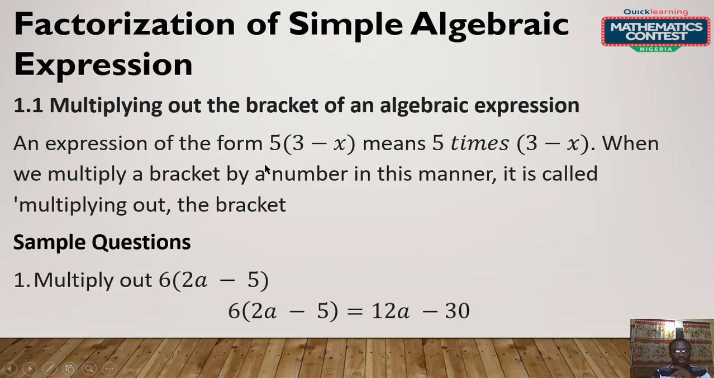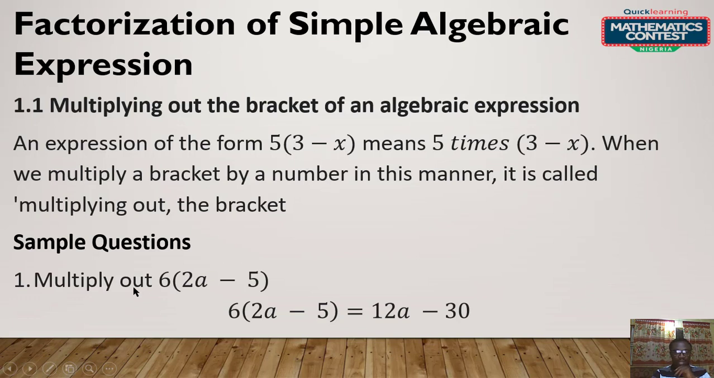When we try to expand this out, this term multiplying out could also mean expanding out. So when we expand 5 into the bracket 3 minus x, it just means 5 times 3, which is 15, then 5 times minus x, which is minus 5x. So the answer becomes 15 minus 5x.